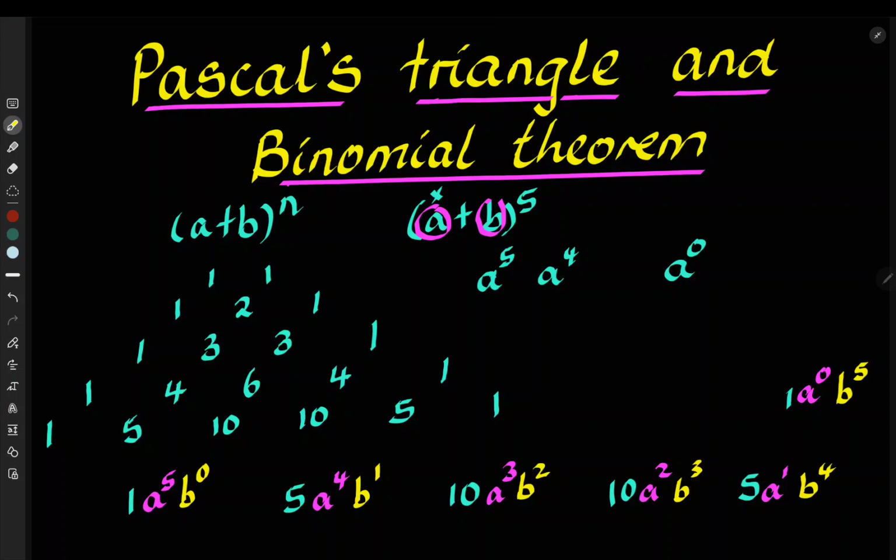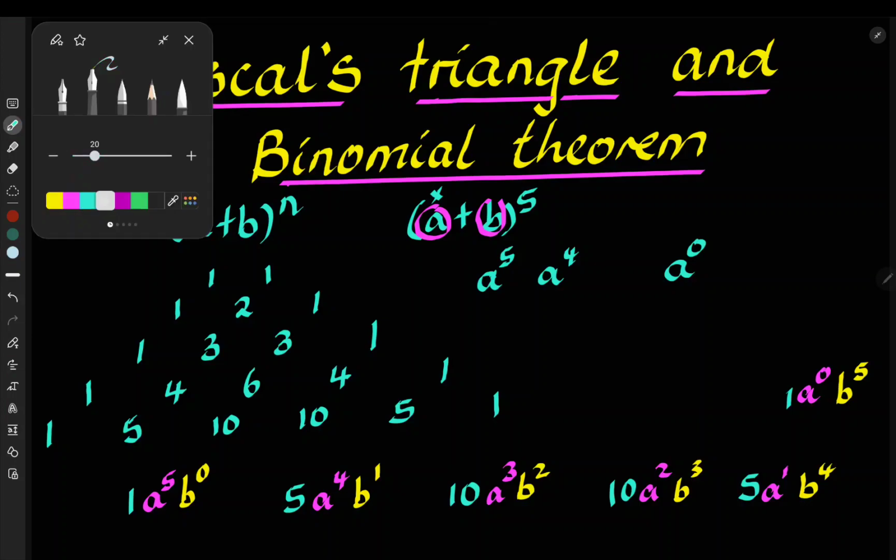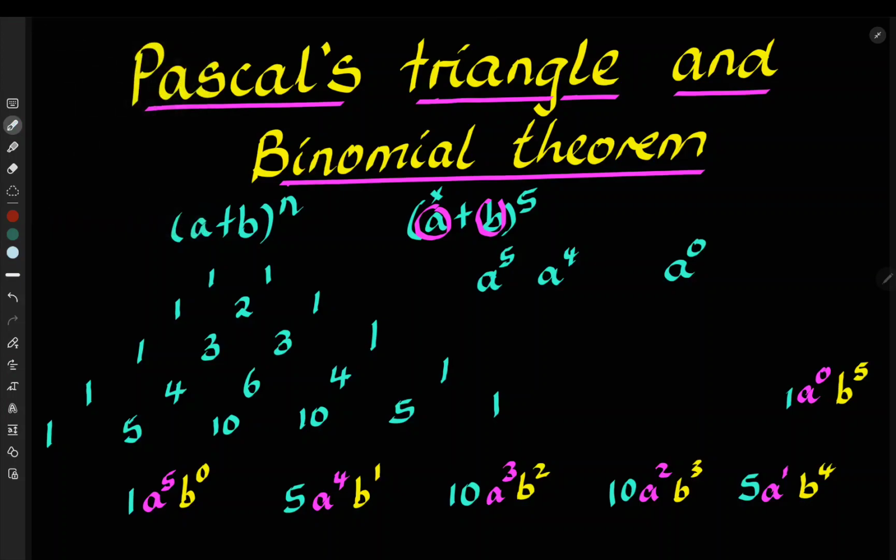One thing you need to realize is that the powers in each term should always add to 5. So 5 and 0, 4 and 1, 3 and 2, 2 and 3 all add to 5. They should always add to 5. Then you can go ahead and simplify this further.